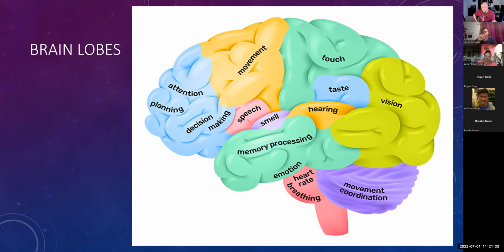Just our general function down there kind of moves. And then we got, obviously, the cerebellum in the back that handles movement coordination.